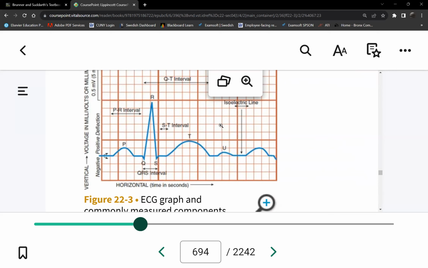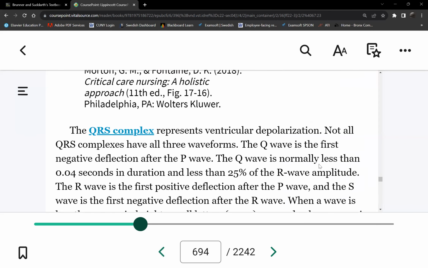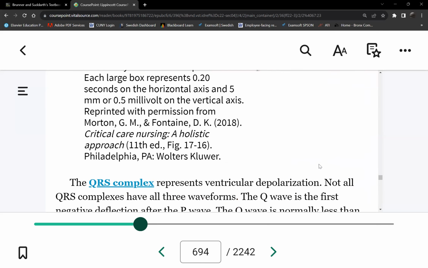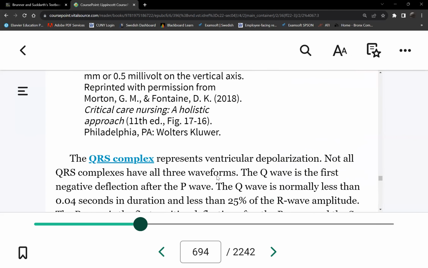All right. So we know the P wave, then the PR interval. Let's look at the QRS complex next. So what is the QRS complex? So what does this electrical wave here represent?